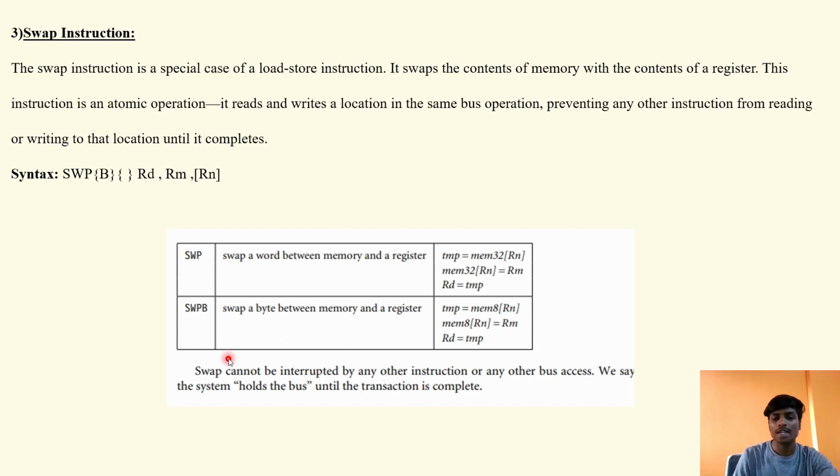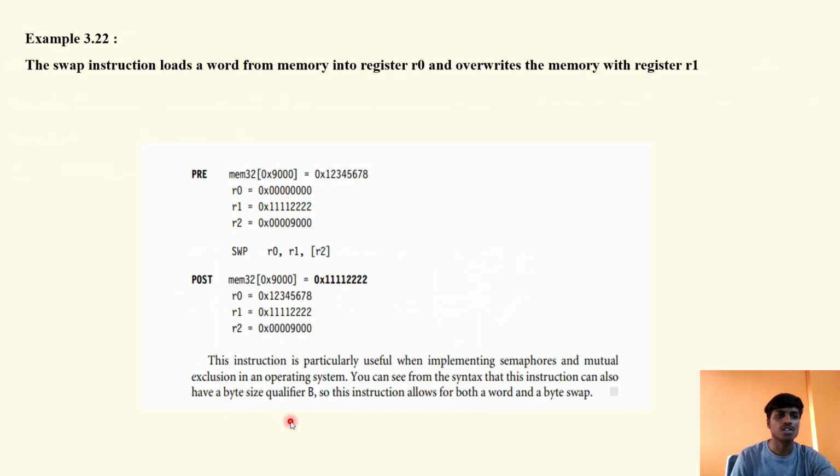So a swap cannot be interrupted by any other instructions or any other bus access. It holds the bus until the transaction is completed. So this is how the swap instruction is performed. I have an example to explain, which is example 3.22.